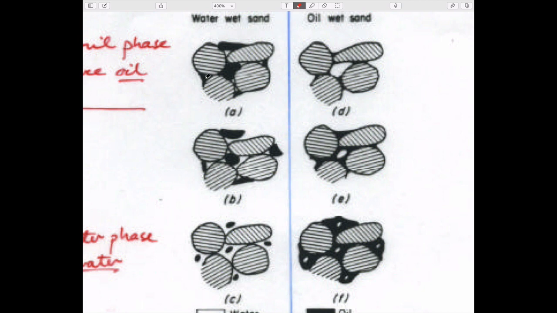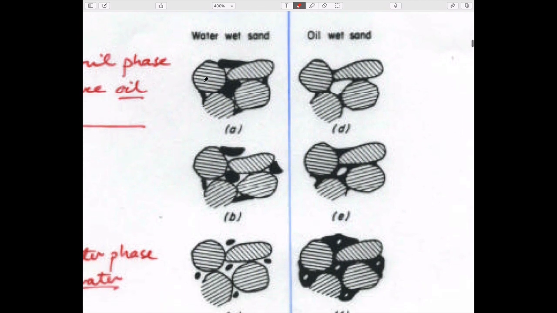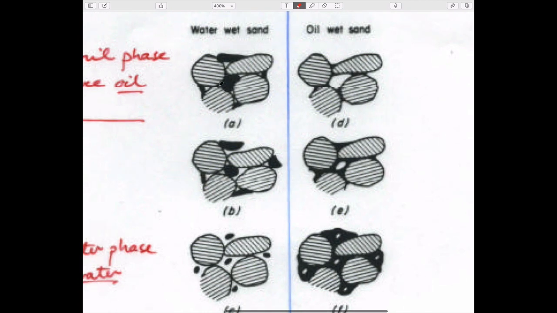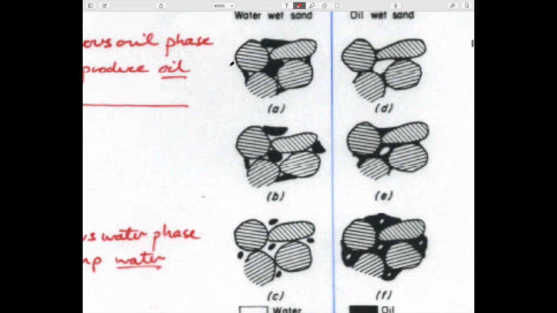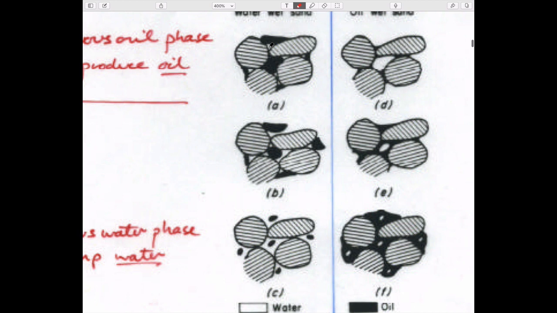And so what you'd expect this to look like in terms of a water wet sand, our usual reservoir, is that the black is oil, the white is water, and the stipple are the grains. So this is a porous medium. So if you find a reservoir where you have a high proportion of oil in the pore space relative to the water, it would look something like this. It would have what we refer to as the saturation, which is the water.